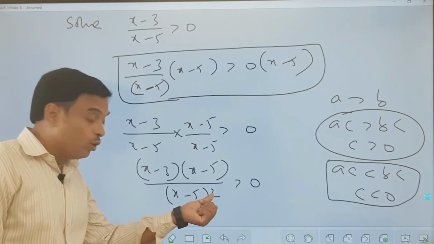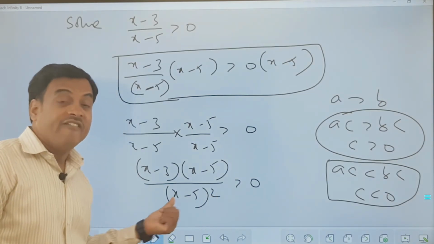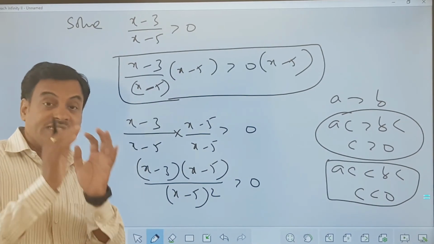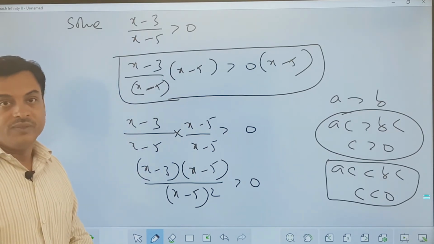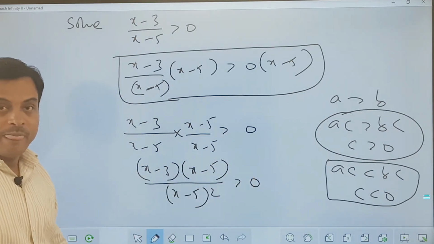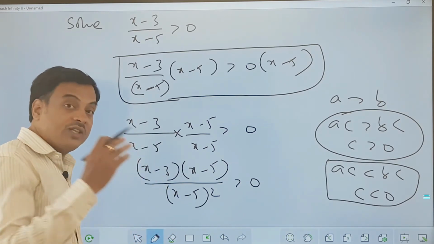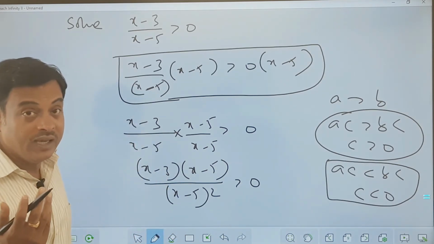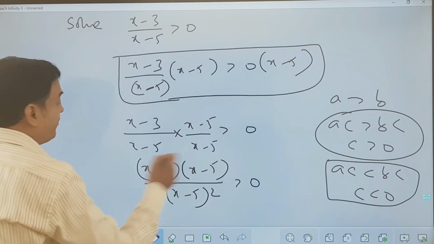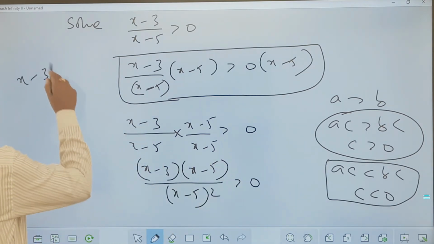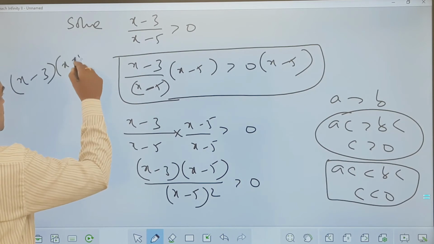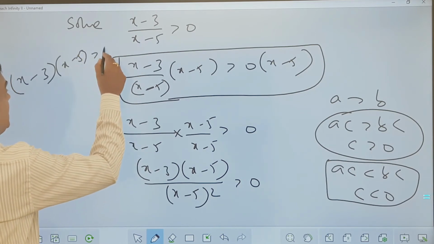X minus 5 whole square, because of the whole square, for any value of x, the denominator is definitely positive. Now you can cross multiply. See, a perfect square, for any bracket value, is going to be positive. So ultimately, after cross multiplying, it is x minus 3 into x minus 5 greater than 0.